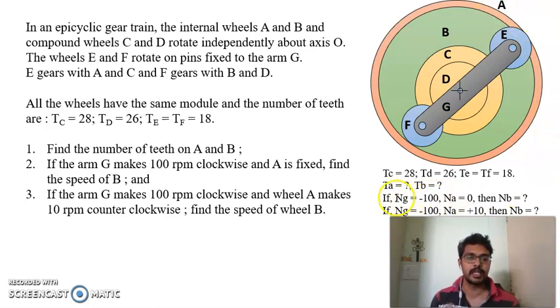That is why we have over here the speed of the arm, n suffix G, where G is denoting the arm. If n suffix G is equal to minus 100 and the internal gear A is fixed, which means n suffix A is equal to 0, then what is the speed of gear B? Similarly, they also want us to find the speed of gear B when the arm is rotating with 100 rpm in the clockwise sense, but in this case the internal gear A is rotating with a speed of 10 rpm in the anti-clockwise sense. So let us get started with solving this sum.